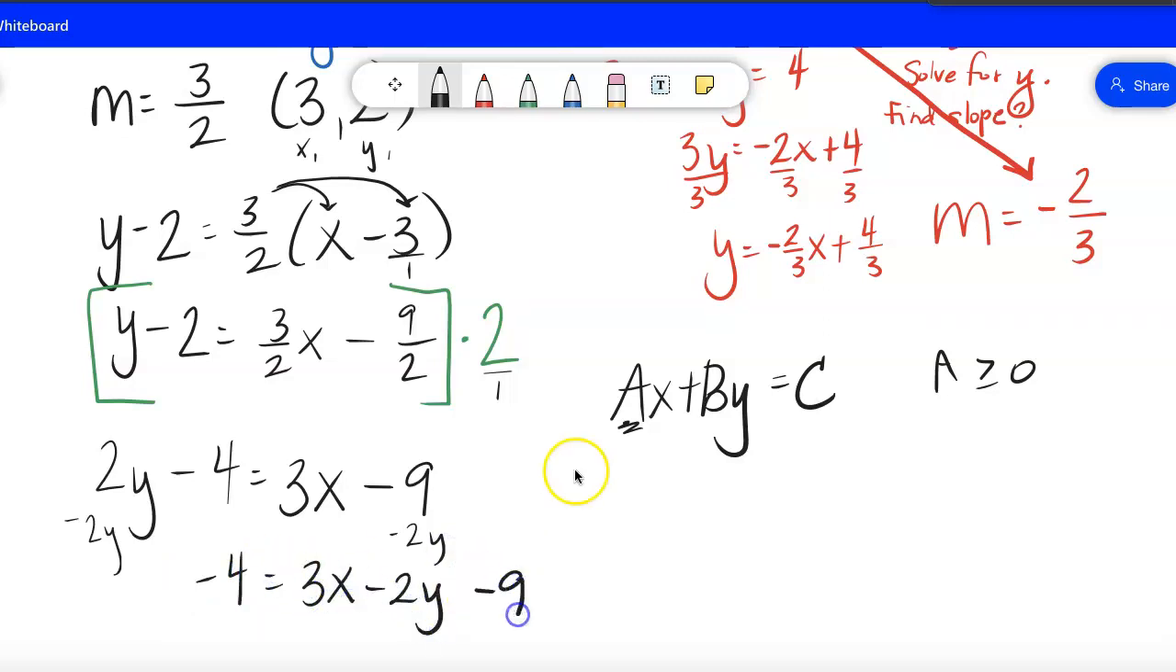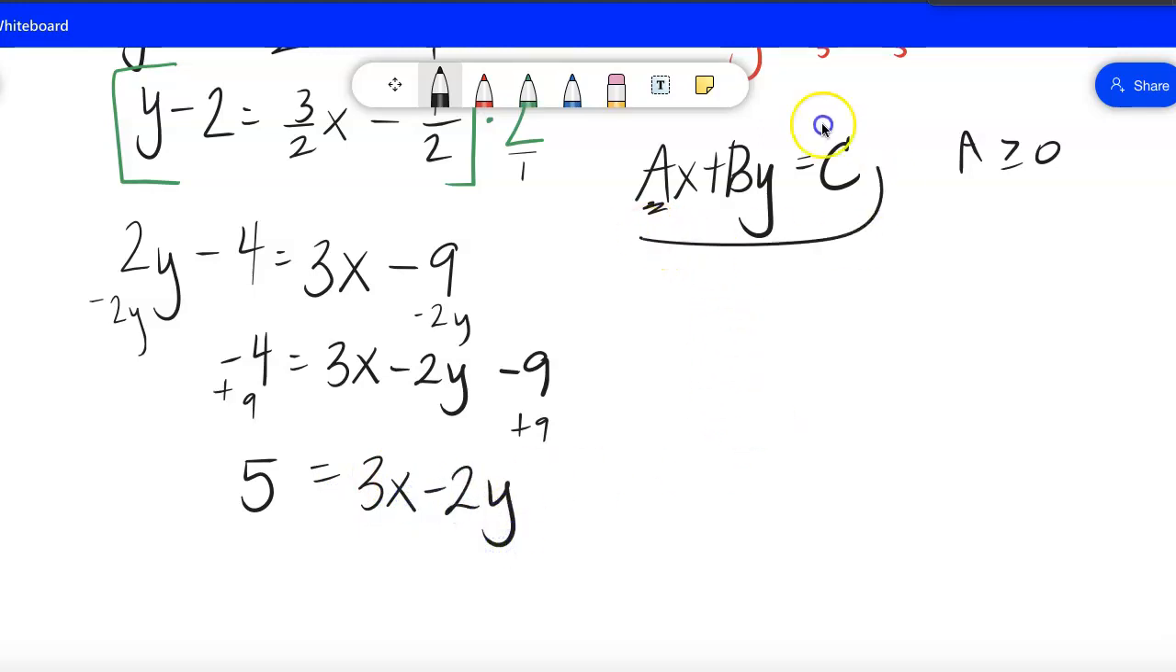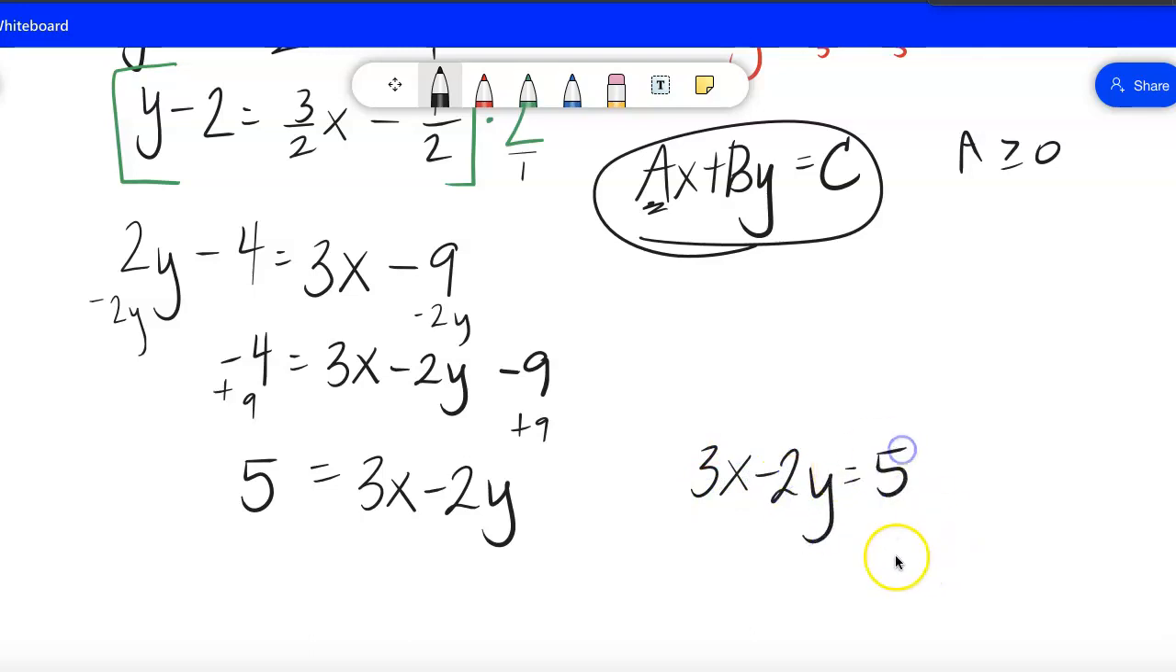I still have this minus 9 over there, which does not belong. So the next thing I'm going to do is add that 9 to the other side. So I end up with positive 5 is 3x minus 2y. Now it is in this form. 3x minus 2y is equal to 5. Notice that my a, b, and c are all integers, and that my a value is bigger than 0. So this would be our solution. I know that was a long problem.